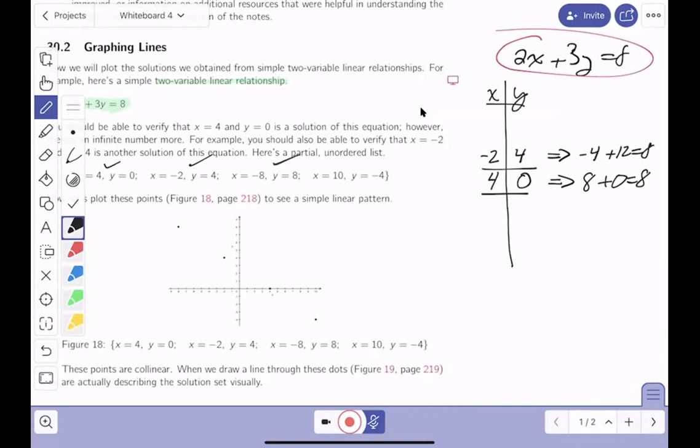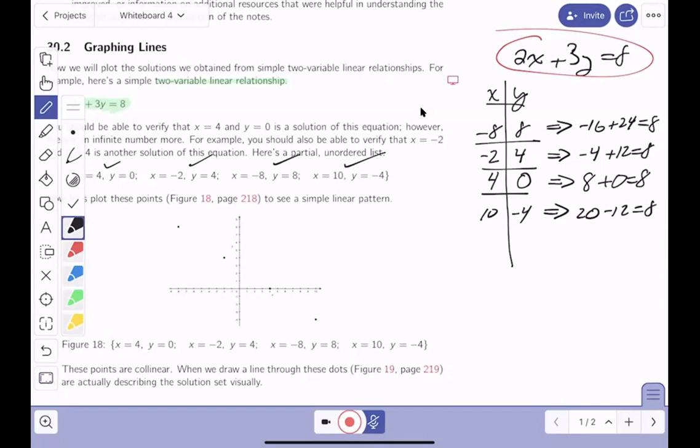Let's put this one down. What do you get? -8, 8. Let's see if that's true. Well, you get -16 plus 24. Does that equal 8? It equals 8. This is good. They got another one over here. 10 minus 4. See if that works. 2 times 10, 20. 3 times minus 4 is minus 12. That equals 8.